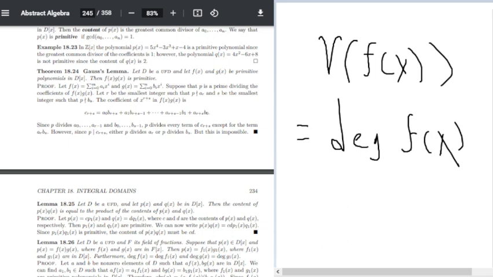The coefficient of x^(r+s) in f of x g of x is c_(r+s) equals a_0 b_(r+s) plus a_1 b_(r+s-1) and on and on to plus a_(r+s) b_0. Since p divides a_0 all the way to a_(r-1), and b_0 all the way to b_(s-1), p divides every term of c_(r+s) except for the term a_r b_s. However, since p divides c_(r+s), either p divides a_r or p divides b_s, but this is impossible.